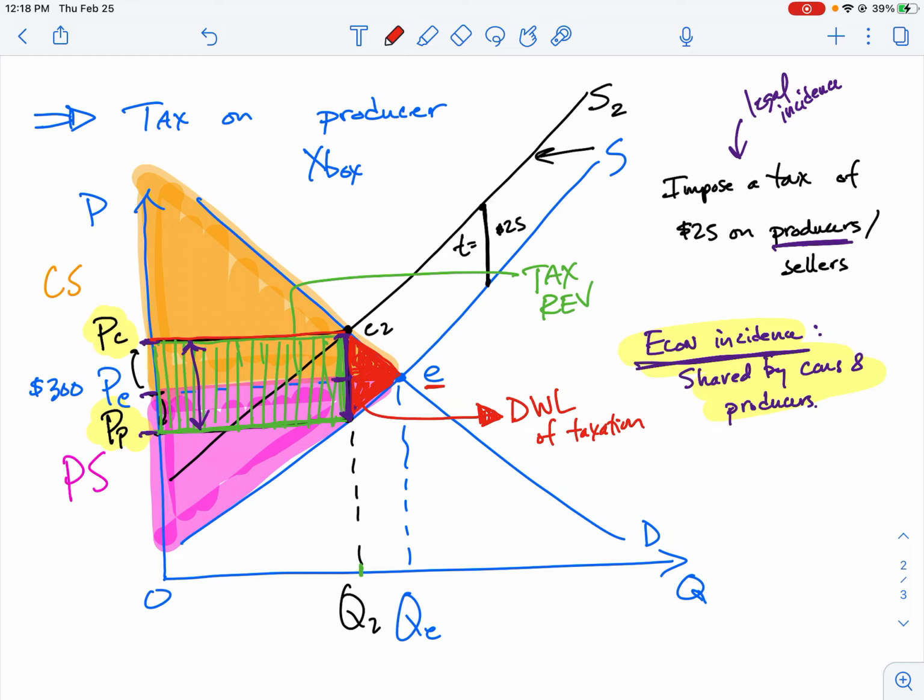So that's your graph for a tax on the producer. There's a separate video for the tax on the consumer, and we'll see how in both cases you get ultimately a similar result.